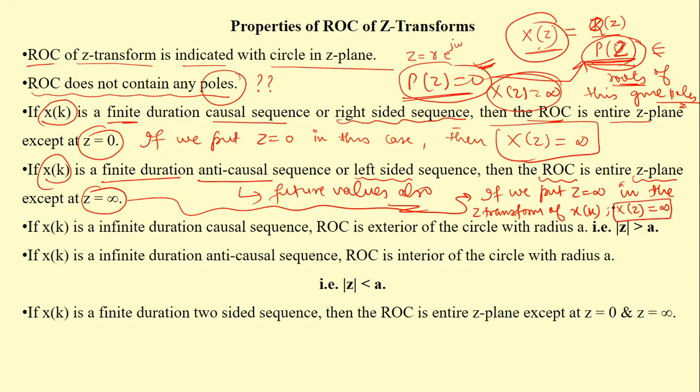So it will not converge for the value of z equal to infinity. Then we have infinite duration causal and infinite duration anti-causal sequences, right? In this case, for an infinite duration causal sequence, the region of convergence is exterior to the circle with the radius z greater than a. That means the radius of the circle should be greater than a. For these values, the given sequence will converge.